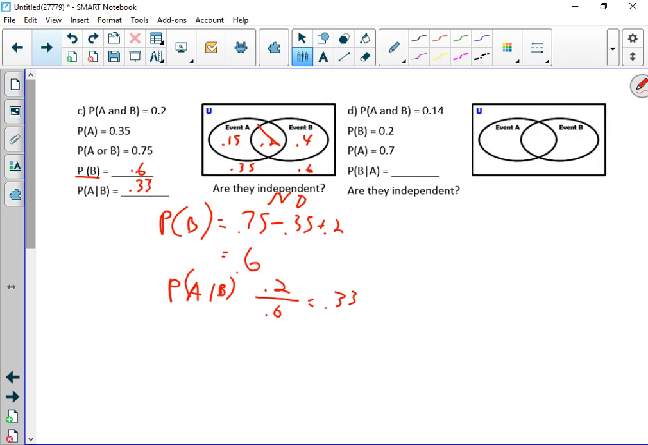And the last one. A and B is 0.14. We know that B is 0.2. So if we subtract, that gives us 0.06 over here. Remember, 20 cents minus 14 cents is 6 cents. A is 0.7. 70 cents minus 14 cents is 56 cents. So there's 0.56 right there. And if we do 0.7 times 0.2, we get 0.14. So the answer is yes, they are independent.